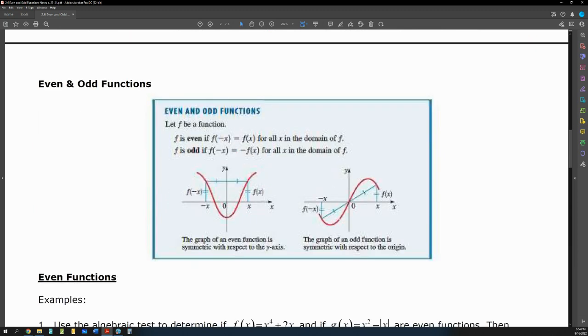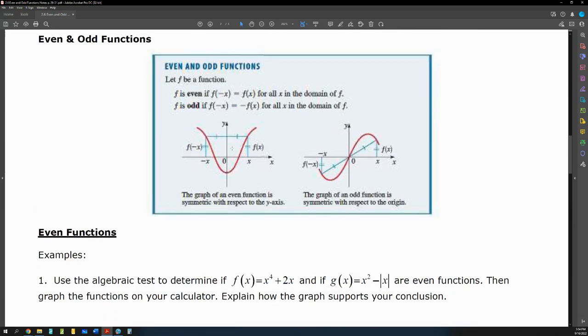All right. So let's take a look at the actual definitions. Here we have even and odd functions. For a function f, f is an even function if it satisfies f of negative x is equal to f of x for all x in the domain of f. f is odd if it satisfies f of negative x is equal to negative f of x for all x in the domain of f.